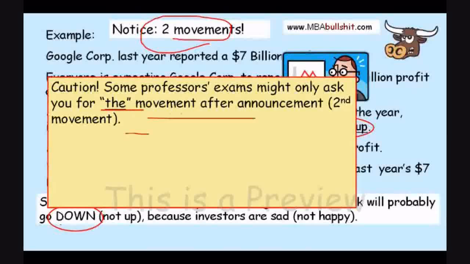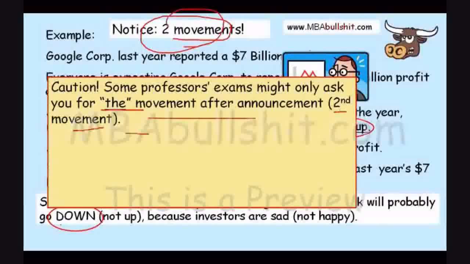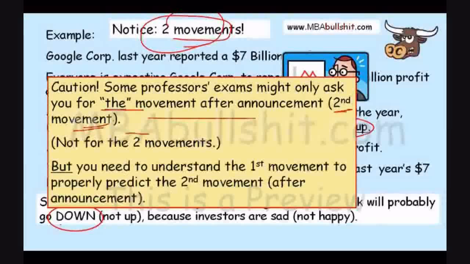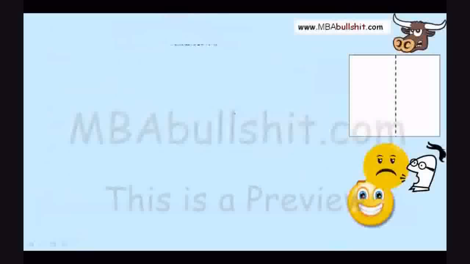Of course, you should read the exam question well, but in most cases, your professor is actually talking about the second movement, not the first movement. So now you might ask, why do I need to learn 2 movements if my professor will only ask for the second movement? Well, that's because you need to understand the first movement first before you can properly predict the second movement after the announcement. That's actually quite easy.